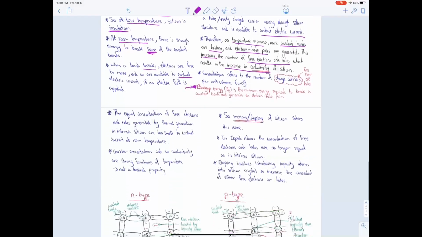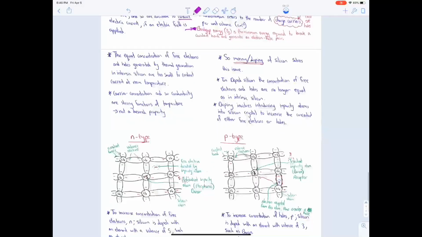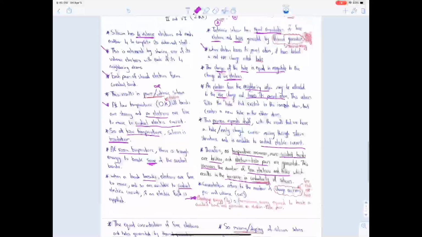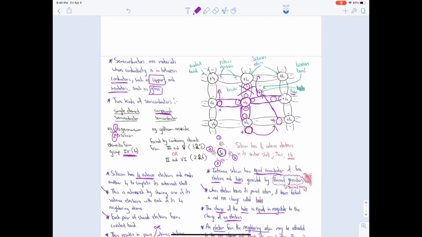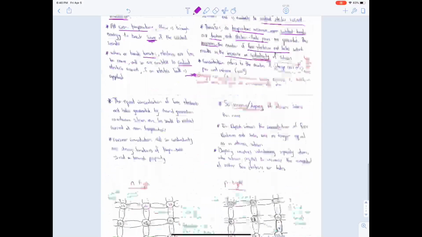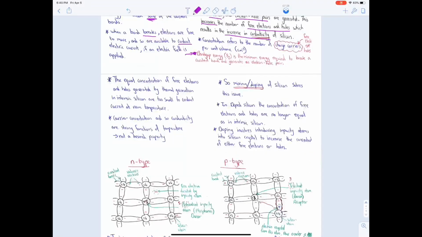Moving on. Now, the equal concentration. So in pure silicon, when an electron leaves its parent atom, it leaves behind a hole. So what is the concentration of electrons compared with holes? They are equal. Okay. The equal concentration of free electrons and holes generated by thermal generation in intrinsic silicon are too small to conduct current at room temperature.